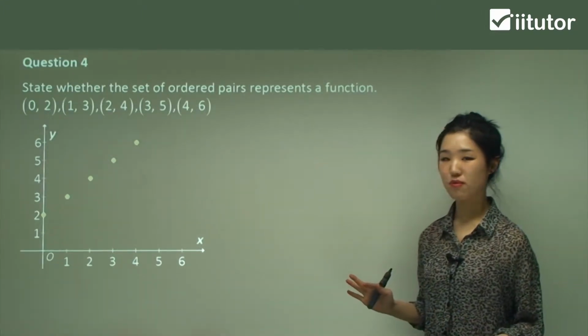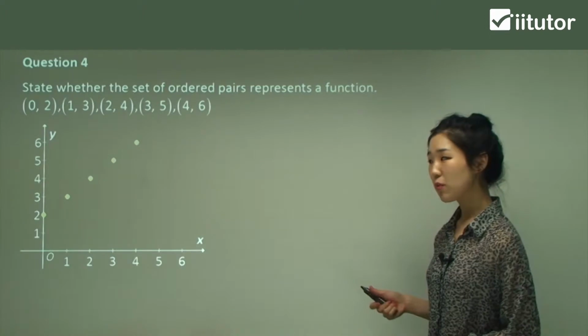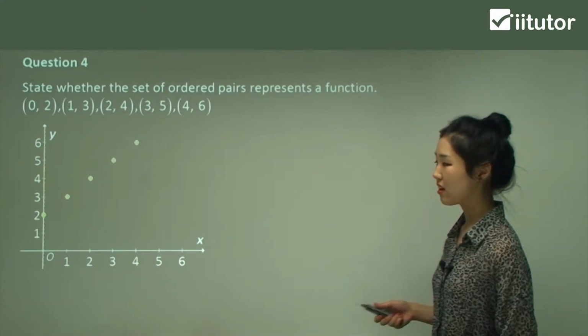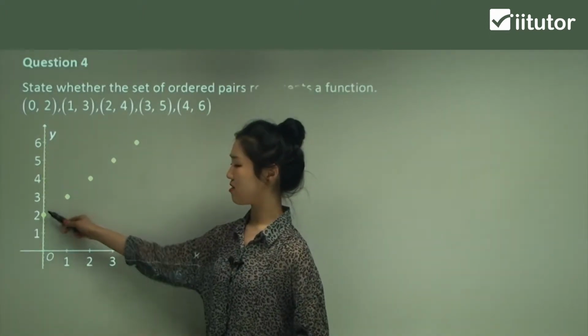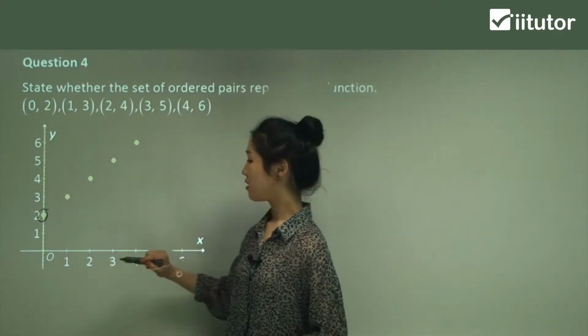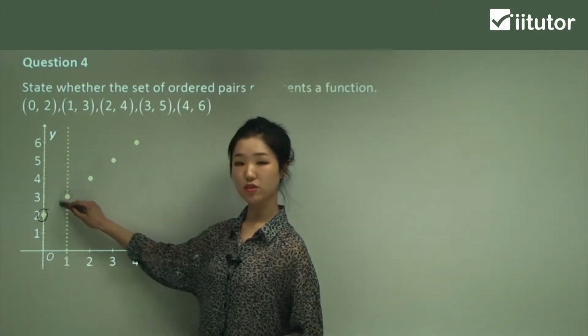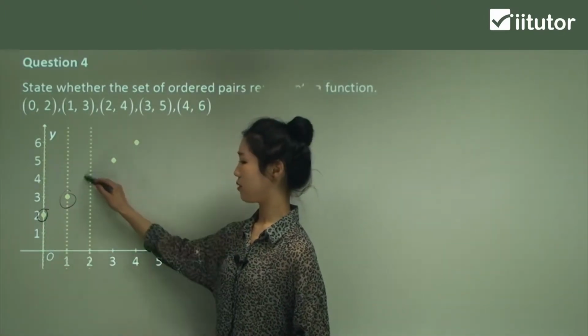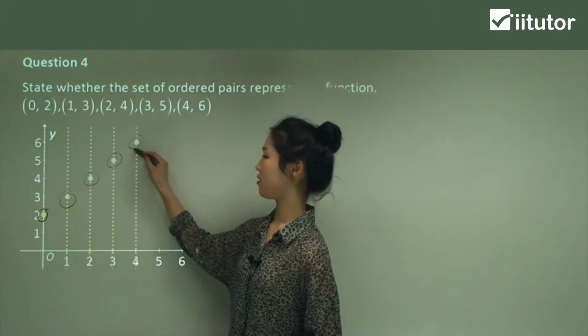And again, just perform your vertical line test. So what I'm going to do is put a vertical line for the first point, and you can see it only touches once. Second point only touches once, and so on, only once for each.